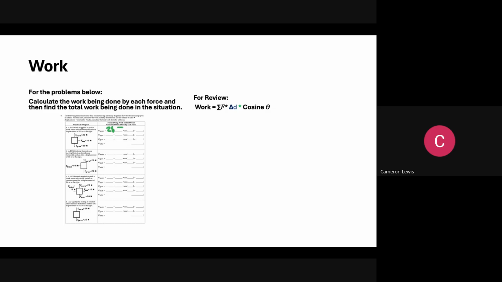For how long? How far? 5 meters, right? Now let's do the same thing. We have the force applied. We have 10, and that's for 5 meters, right?